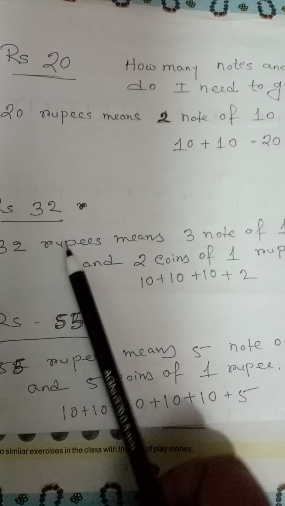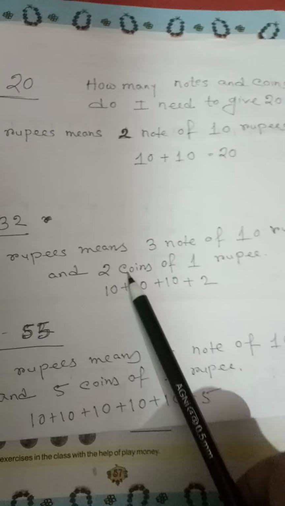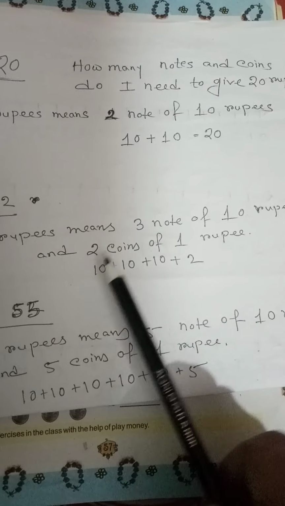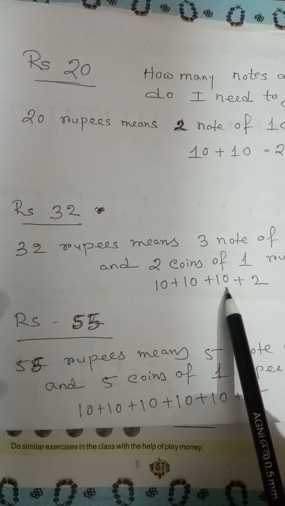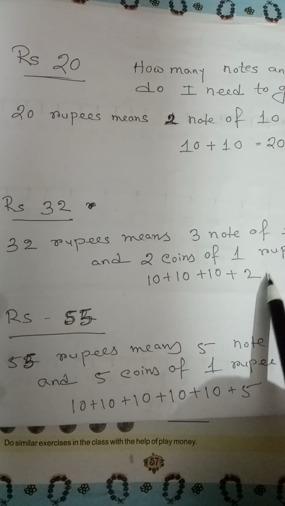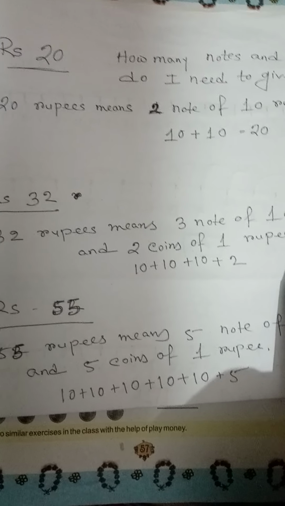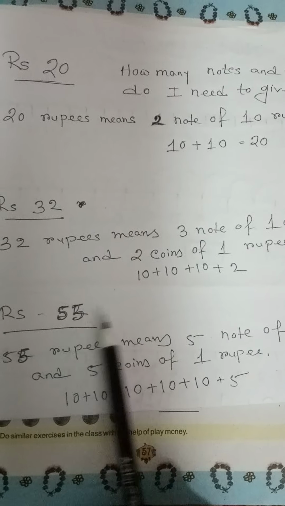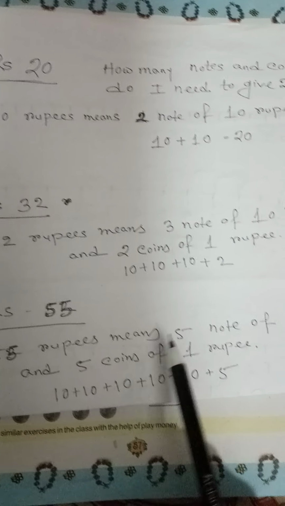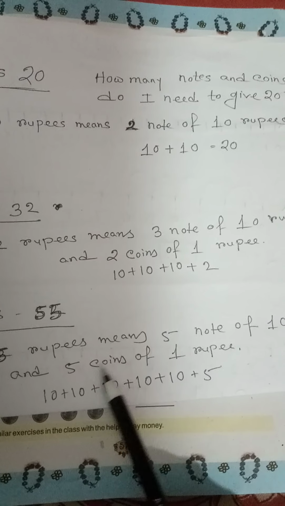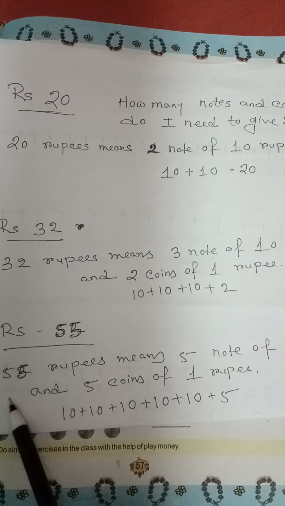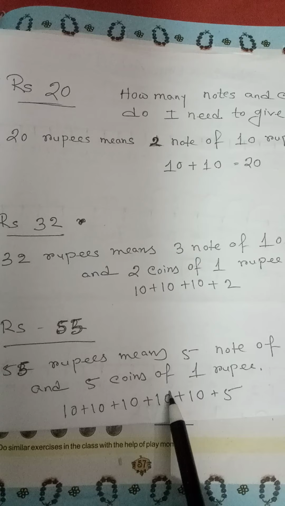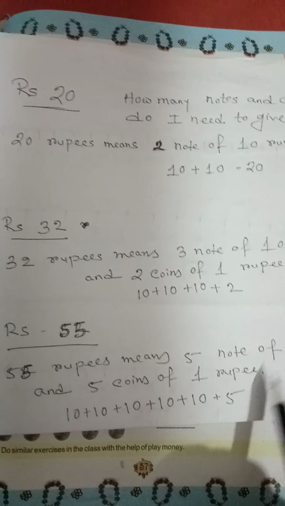Next, 32 rupees. 32 rupees means 3 notes of 10 rupees and 2 coins of 1 rupee. 10 plus 10 plus 10 plus 2 is equal to 32. Next, 55 rupees. 55 rupees means 5 notes of 10 rupees and 5 coins of 1 rupee. So, 5 notes of 10 rupees, 10 plus 10 plus 10 plus 10 plus 10 plus 5 is equal to 55. Okay.